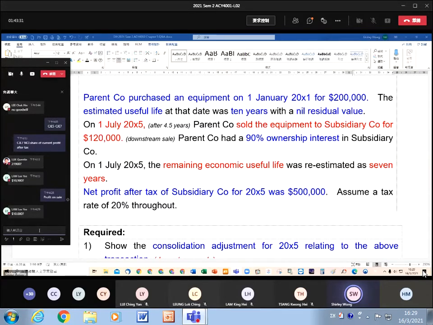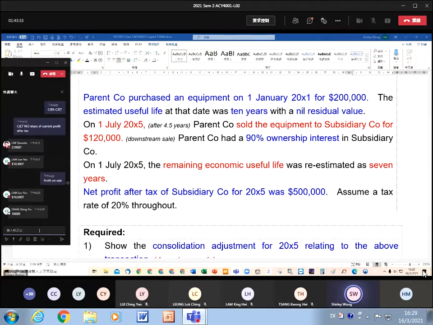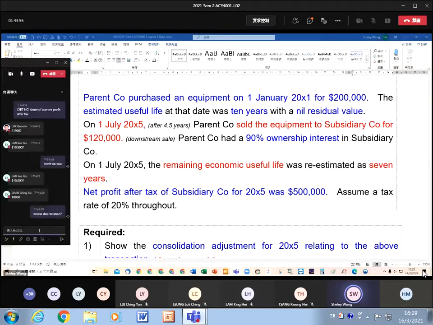$10,000. Very good. It is correct. It should be 10,000. Thank you very much. So how about the second figure? The second figure is a little bit tricky. So what is the amount of excess depreciation we need to reverse? Can I have the figure of excess depreciation? So CJE1 is to handle the unrealized profit, and then CJE2 is to handle the excess depreciation.